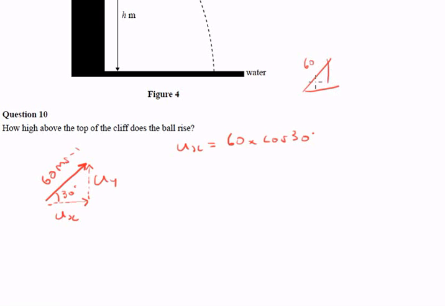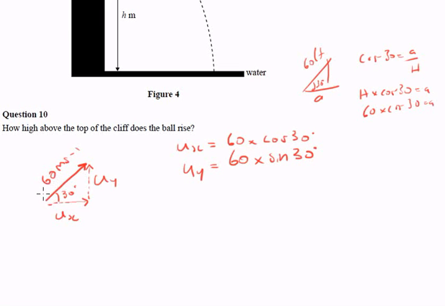60 here, 30 degrees, and this is the adjacent, and this is the hypotenuse. So that's cos. So cos 30 equals adjacent over hypotenuse. We want to find the adjacent, so we've got to times both sides by hypotenuse. Hypotenuse times cos 30 equals adjacent, and the hypotenuse is equal to 60. 60 times cos 30 equals the adjacent. That's what I've got, 60 times cos 30. You do a similar triangle for the y, the vertical direction. You get uy, so initial speed in the y, 60 times sine 30.